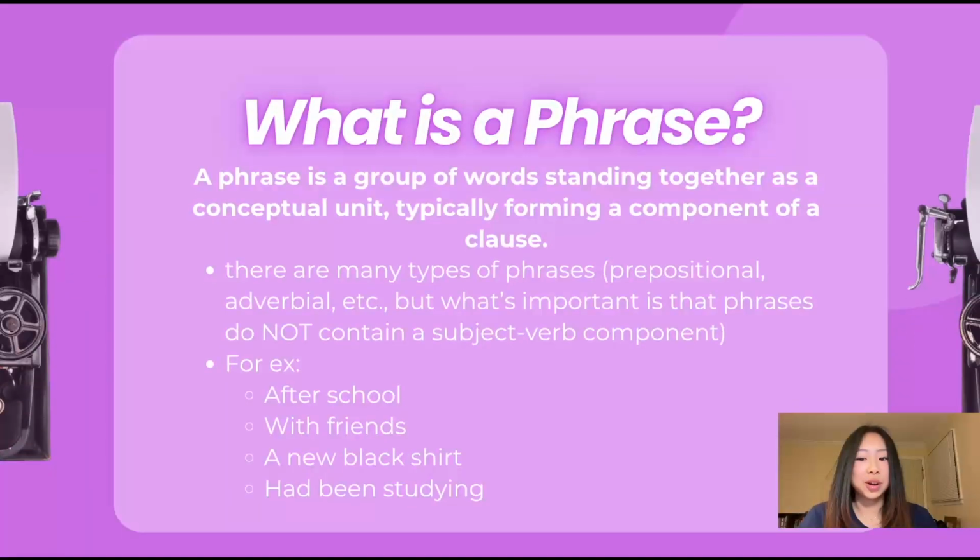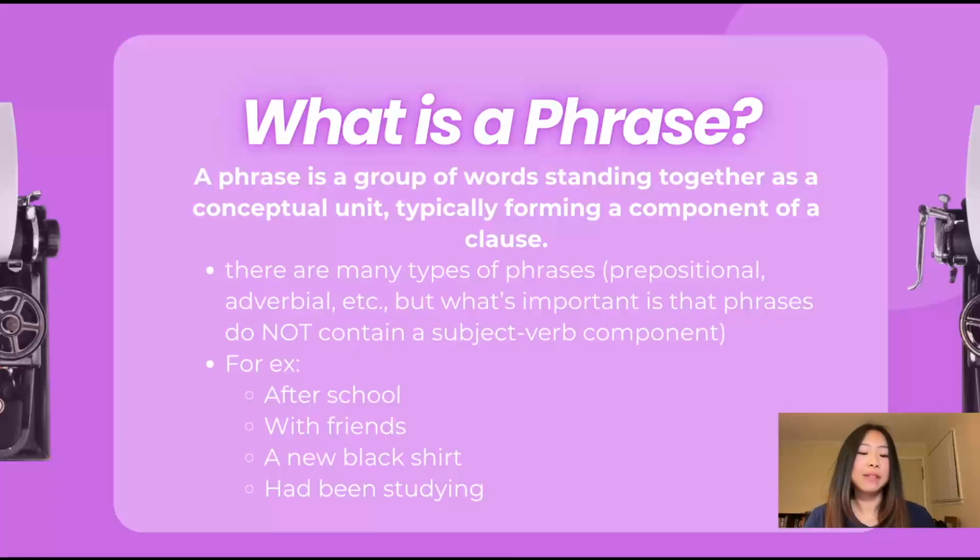So first thing we're going to talk about is what is a phrase. A phrase is a group of words staying together as a conceptual unit, typically forming a component of a clause. While there are many different types of phrases like prepositional, adverbial, etc., what's important is that phrases do not have a subject-verb component. So phrases can add detail, description, or meaning to a sentence, but they cannot stand alone as a complete sentence.